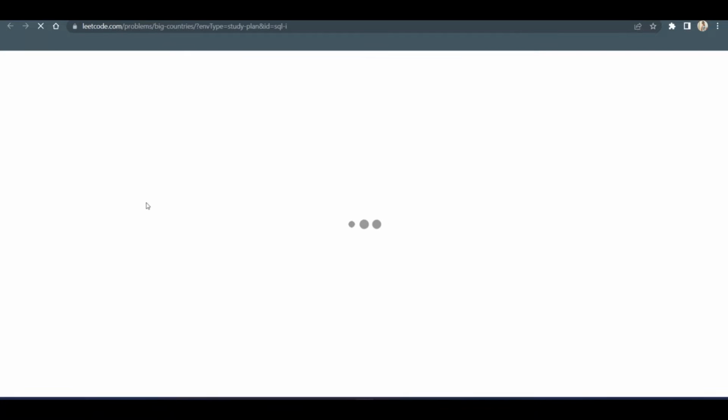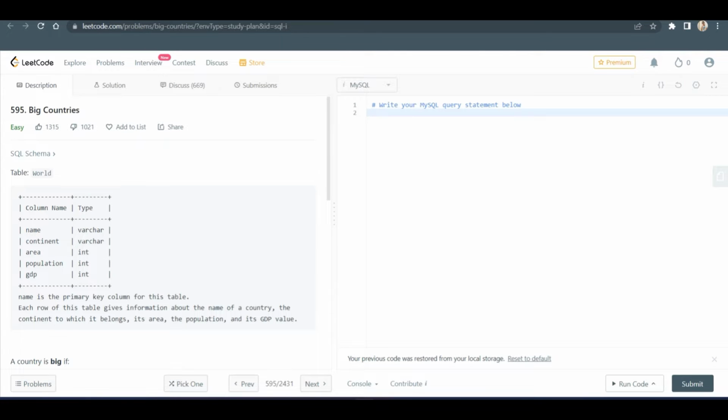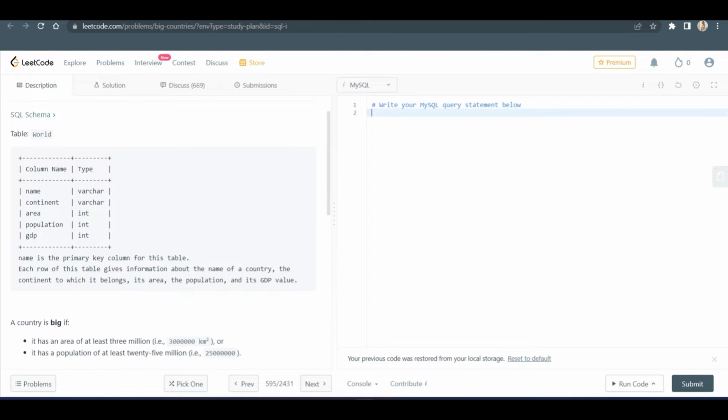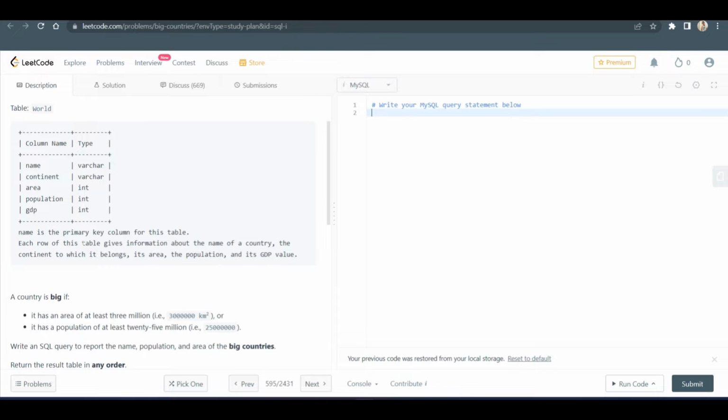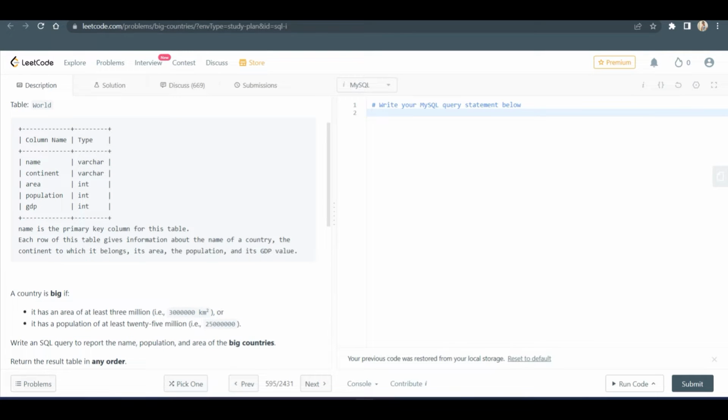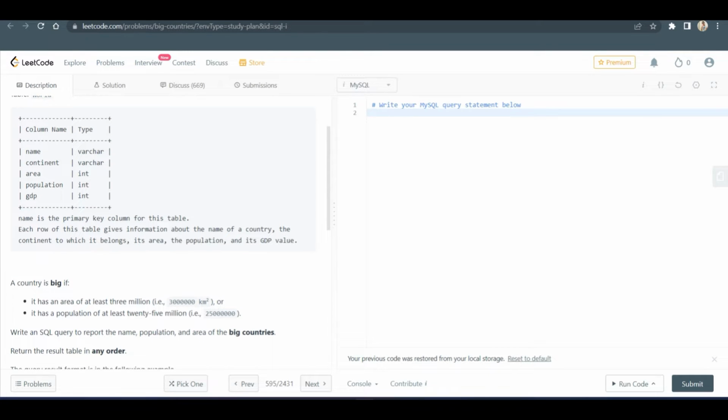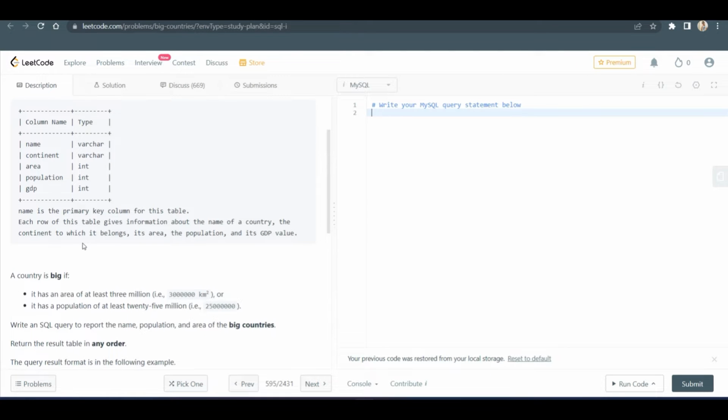Let's see what is the question. So in this question there is a table called world, and in this table there are 5 columns: name, continent, area, population and GDP. Name is the primary key column for this table. They have told this information here, and as they said, each row of this table gives information about the name of country, the continent to which it belongs to, its area, and the population and its GDP value.